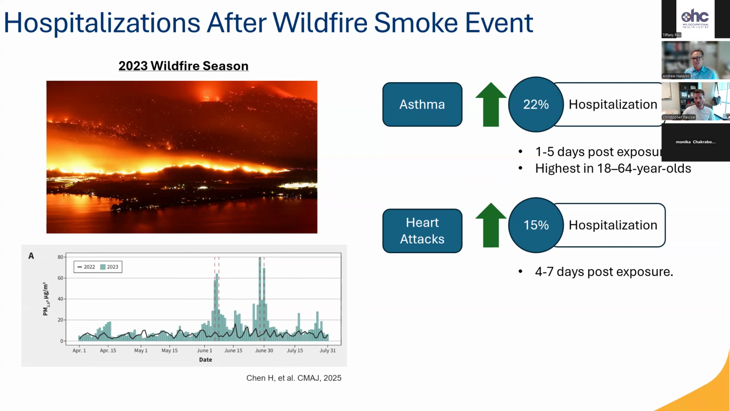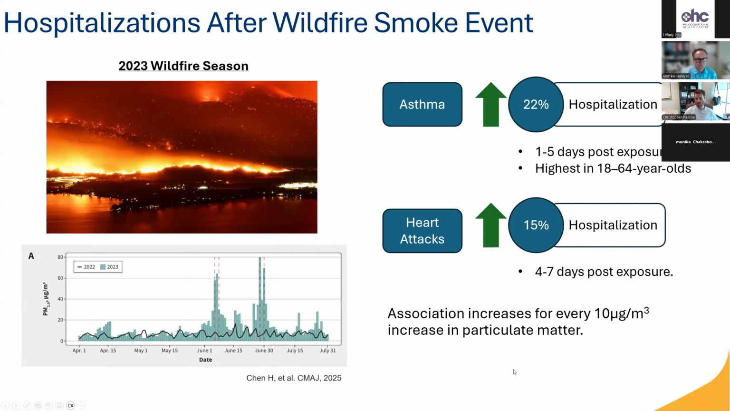Interestingly, and of note, this doesn't happen right at the exposure. There's a lag to it. So somebody is exposed to this air pollution and they require hospitalization anywhere between 1 to 5 days after that exposure. They also saw an increase in the number of heart attacks requiring hospitalization, 15%. And again, this was about 4 to 7 days post-exposure. And this association and the risk of hospitalization increased for every unit increase in the amount of particulate matter.